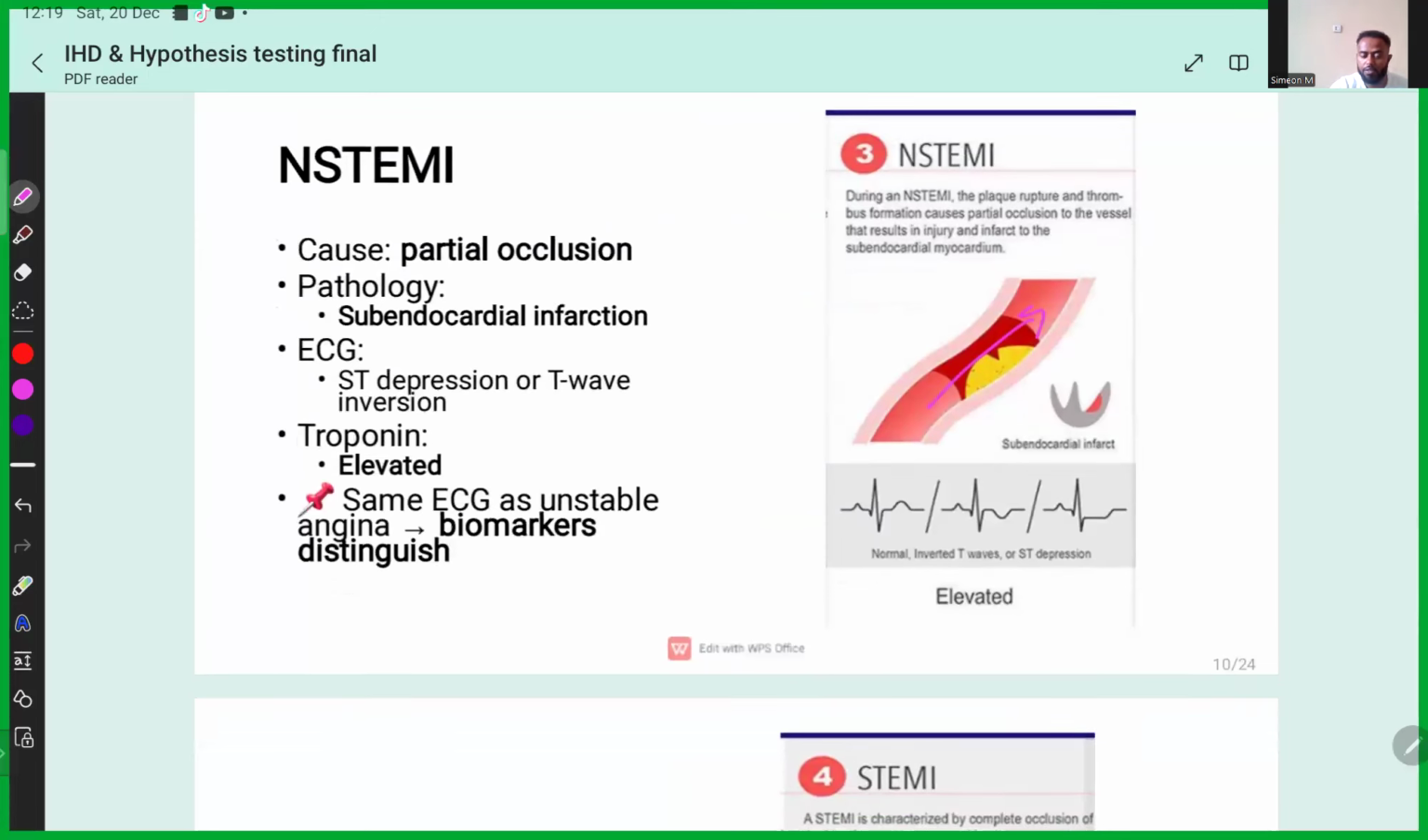And NSTEMI, this is still due to plaque rupture resulting in partial occlusion. There is still some blood flow, but this one is worse, and it results in infarction, some subendocardial infarction, as you can see in the picture. It results in ST depression and T-wave inversion on ECG, and the troponins are elevated, consistent with infarction.